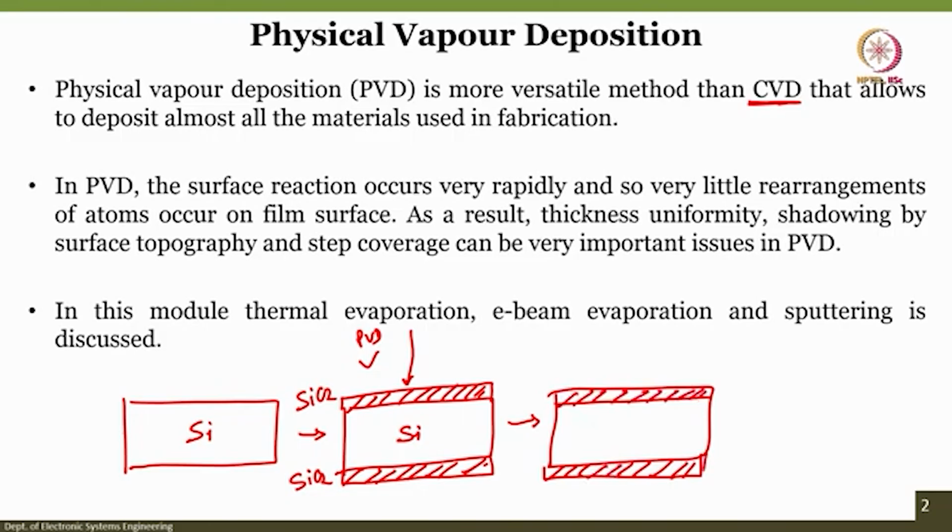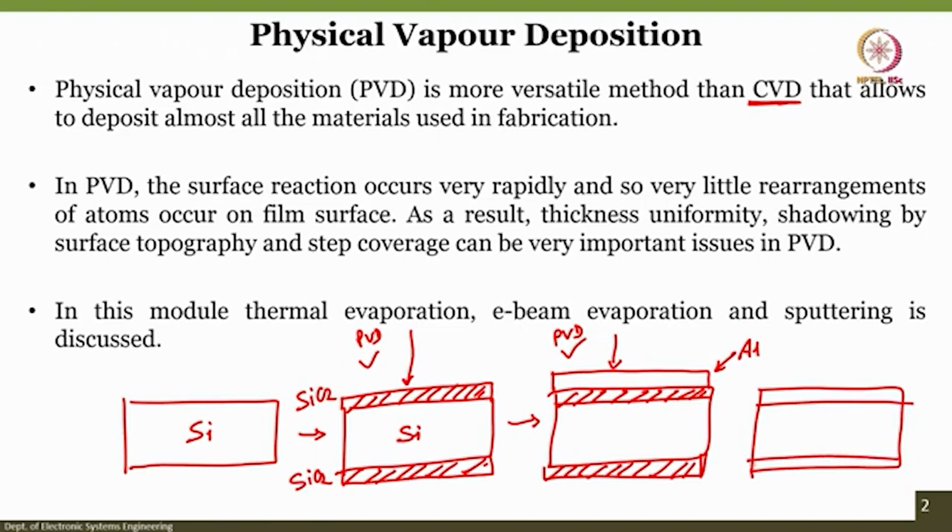Now, you have a wafer once again, an oxidized silicon wafer, and you want to deposit, let us say, metal. Can you deposit a metal? Let us say you have aluminum. Can you deposit this metal with PVD? Yes. On this metal I want to deposit zinc oxide. Can I deposit zinc oxide with PVD?